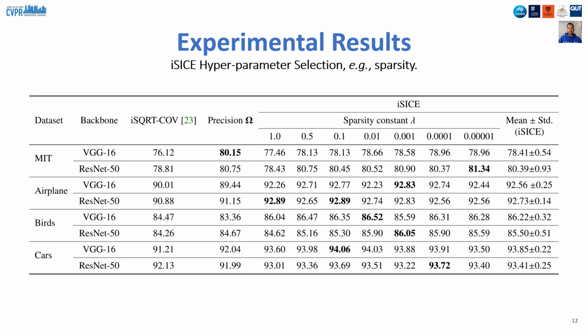We begin by experimenting on the iSICE hyperparameters across one scene and 3 fine-grained datasets, and 2 popular CNN backbones. We compare performance of iSICE with different combinations of these hyperparameters, and select the optimal hyperparameters for different datasets. Here we show the performance of iSICE with various amounts of sparsity controlled by sparsity constant lambda. We repeat the same experiment for the learning rate and number of iterations. Please see our supplementary materials for their details.